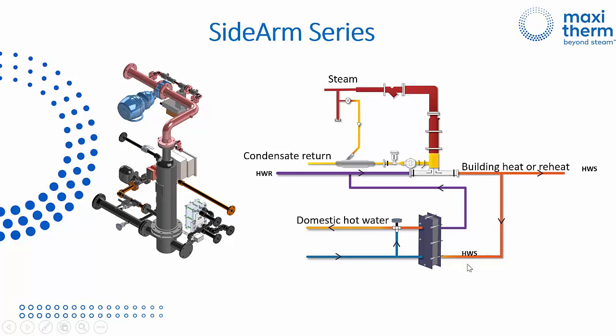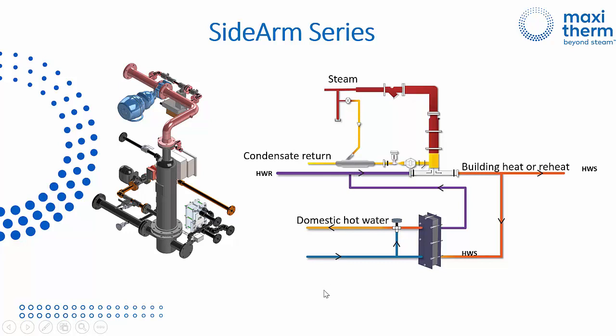Basically, let's say we heat to 160, 180 degrees Fahrenheit here. We can put a secondary heat exchanger directly on the skid to perform domestic hot water or snow melt, whatever lower temperature you want to control. The benefit of this is we have one steam source for both and one condensate outlet for both.